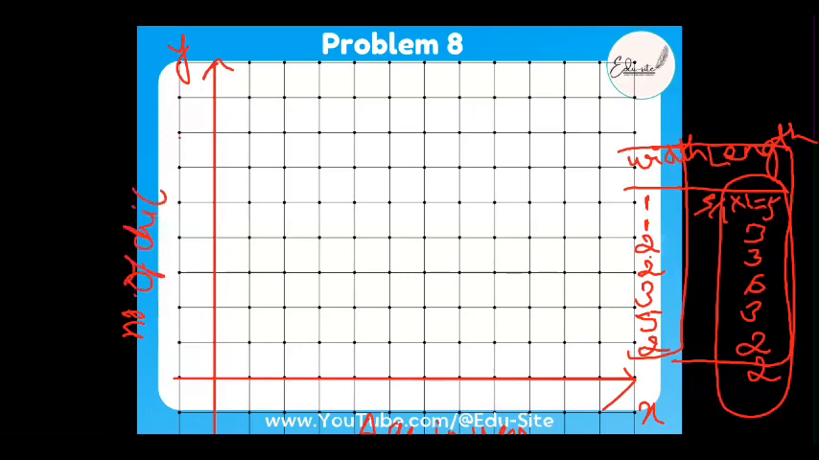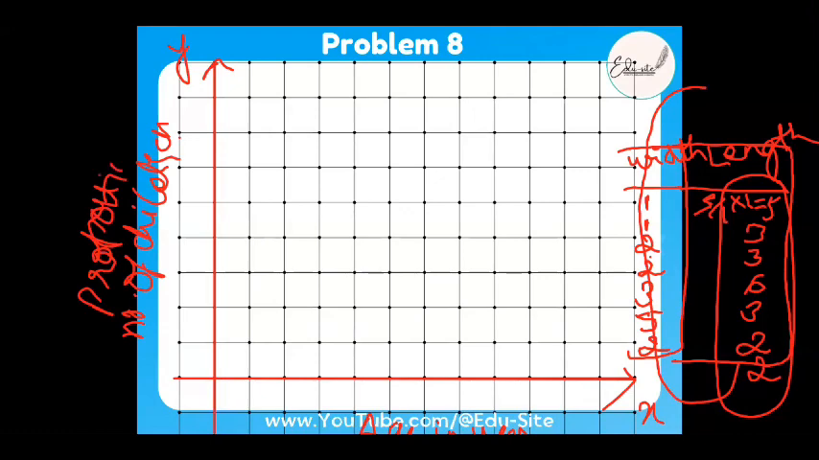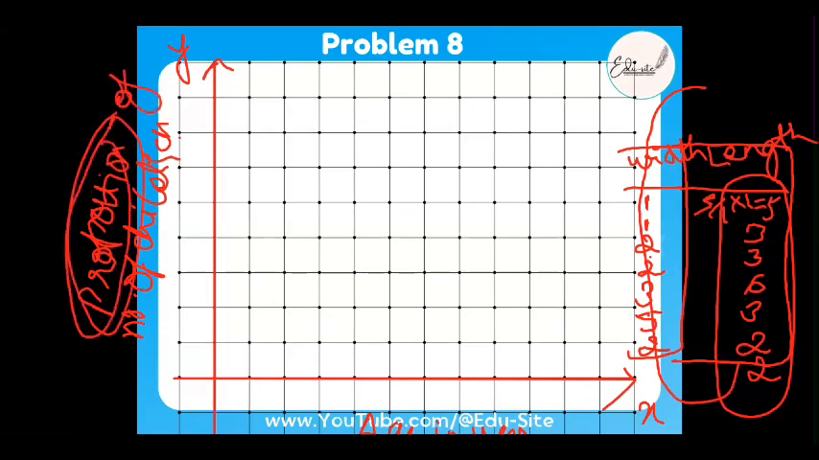But are we writing just the number of children? No, we are going to write the length of the rectangle. So we are writing it as a proportion of. You have to include this word, okay? Proportion include karna hai aapko, okay? Proportion of number of children. That's the frequency, okay?